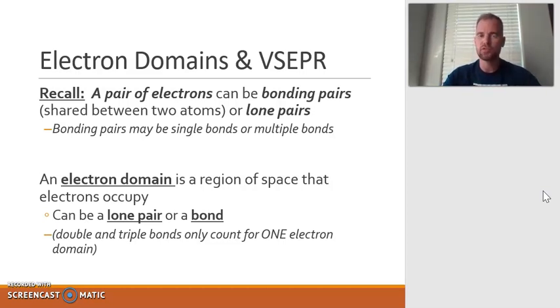So, what's an electron domain? An electron domain is a region of space that an electron occupies. Electron domains can either be lone pairs, or they can be a bond. In terms of a bond, we're going to count single bonds, double bonds, and triple bonds all the same. All of them will represent just one electron domain.